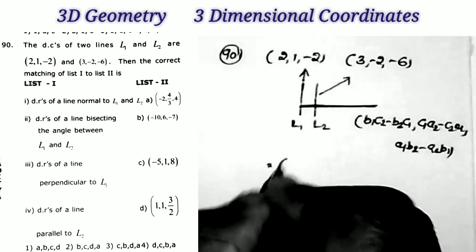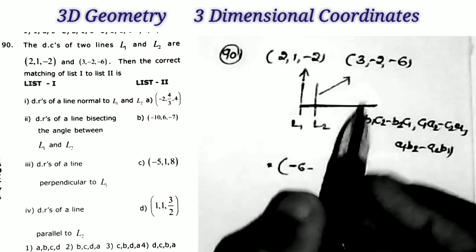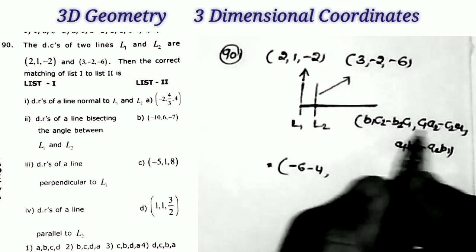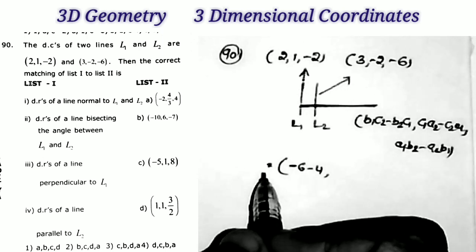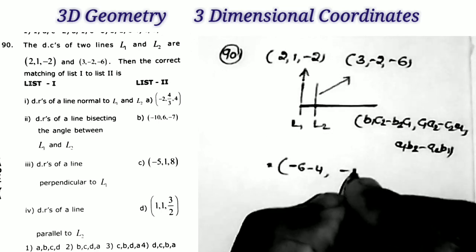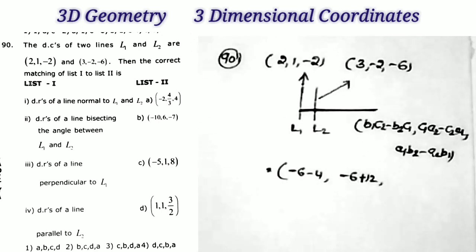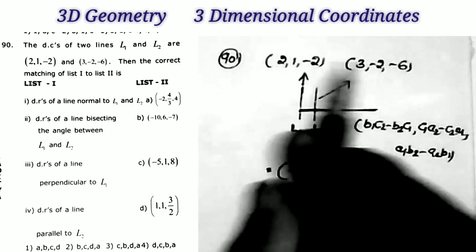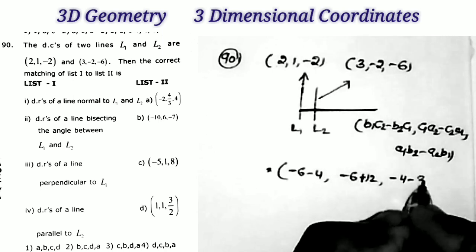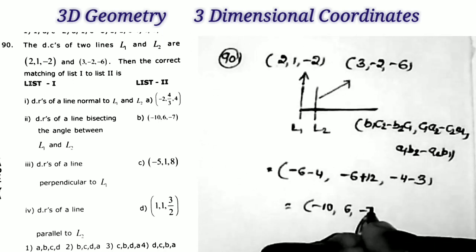Now replacing the values: b1 c2 is 1 into minus 6, minus b2 c1 plus 4. And c1 a2, that is c1 into a2 minus 6, minus c2 a1. c2 a1 is equal to minus 12, minus of minus, plus 12. And a1 b2 is equal to minus 4, minus a2 b1 is equal to 3. Therefore the answer is minus 10, comma 6, comma minus 7.